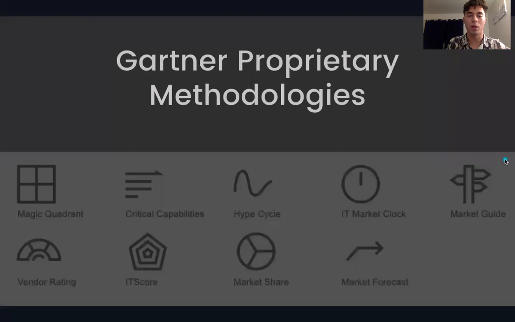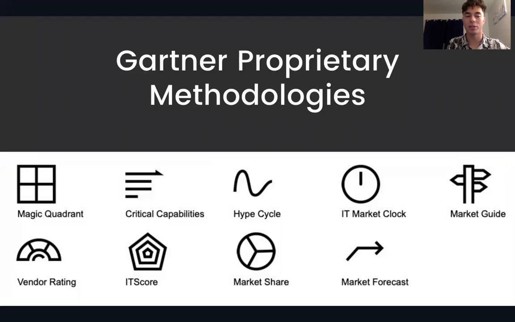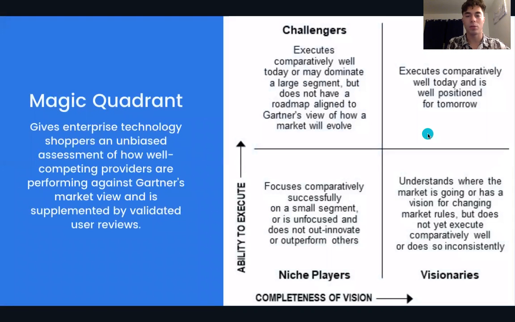Going into our next slide, we have our proprietary methodologies, and we're going to begin with the magic quadrant and demonstrate that and then explain how to use it. So the magic quadrant essentially just gives enterprise technology shoppers an unbiased assessment of how well competing providers are performing against Gartner's market view, and it is supplemented by validated user reviews. So what our customers use this for is they use it as the first step to understanding the tech providers you might consider for a specific investment opportunity.